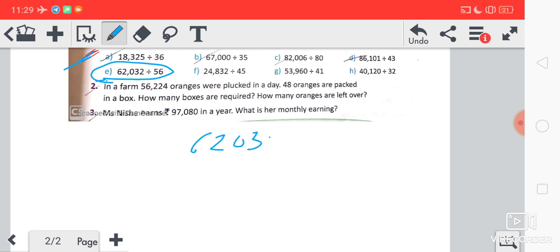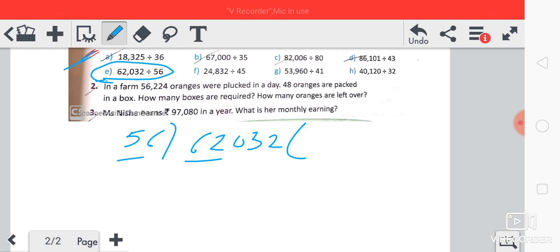62,032. We have to divide it by how much? We have to divide it by 56. Okay, so 56 is a 2-digit number. Here we'll take a 2-digit number, which is more than 56. So we'll take 1 time. Got it? So 1 times how much will we get? 56 ones are 56. Now subtract it.